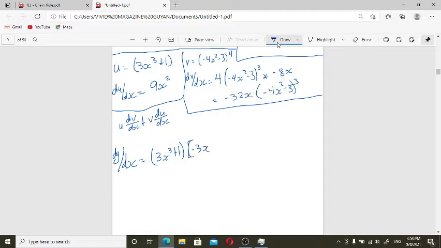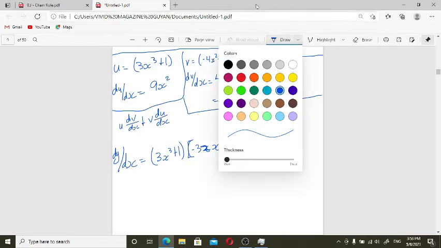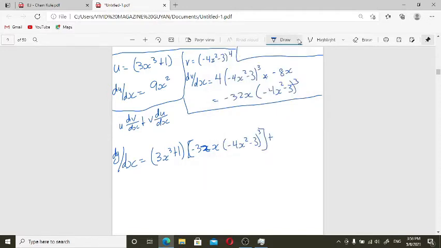Now I have dv dx, which I'll put in a square bracket. Minus 32x of minus 4x squared minus 3 cubed, plus v, which is minus 4x squared minus 3 raised to the 4th, of du dx, which is 9x squared.